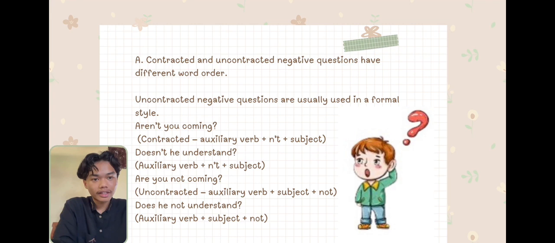This second example, doesn't he understand? Doesn't he understand? Tersusun dari kata auxiliary verb plus not plus subject. Jadi, pertanyaan negatif yang tidak bisa dikontrak biasanya digunakan dengan gaya formal. Seperti, apakah kamu tidak datang? Terdiri dari kata kerja bantu kontrak plus bukan subjek plus tidak plus subjek.